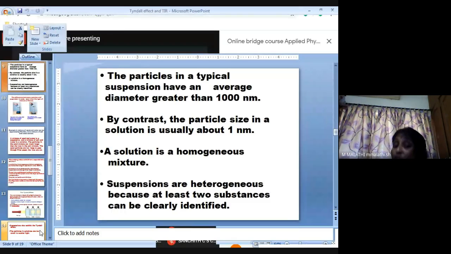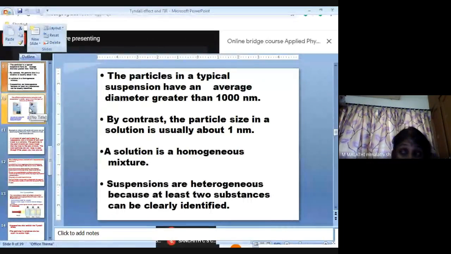A solution is a homogeneous mixture, that is, uniformly mixed. The particle is completely dissolved with the solvent, so it is thoroughly mixed with uniform density throughout the solvent. Suspensions are heterogeneous because at least two substances can be distinguished. So it won't mix uniformly. That is heterogeneous. So a solution has a particle size of 1 nanometer.